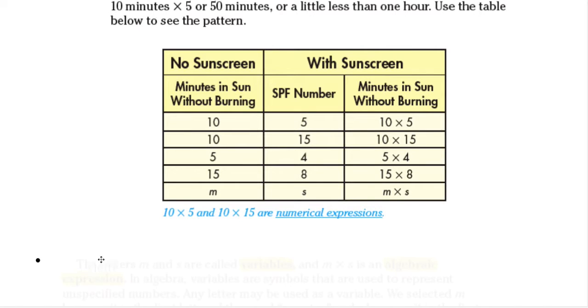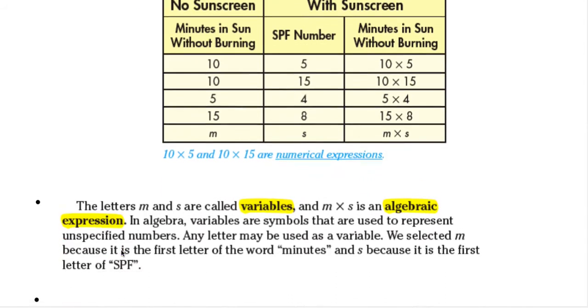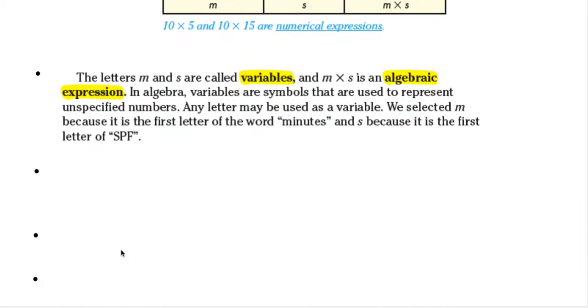Let's define some more terms, and we've discussed a few already. The letters M and S are called variables, and M times S is what we call an algebraic expression. In algebra, variables are symbols that are used to represent unspecified numbers. Any letter may be used as a variable. We selected M because it is the first letter of the word minutes, and S because it is the first letter of SPF.